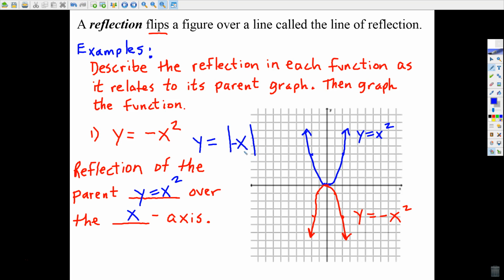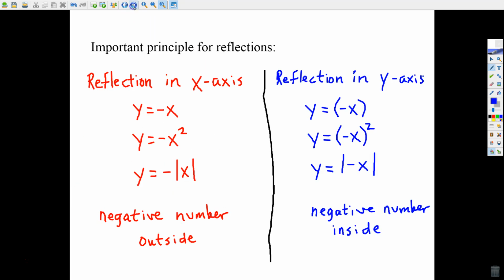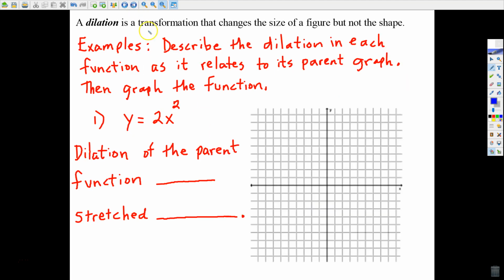Okay, so that's reflections. I provided a slide for you that really there's nothing to write down, but as you're doing the assignment tonight, this might come in handy. As you're doing reflections, these are some important things to remember. These all represent reflections in x. That's flipping vertically. When we move the negative inside, these all reflect or represent reflections in y, flipping horizontal. Okay, questions so far?